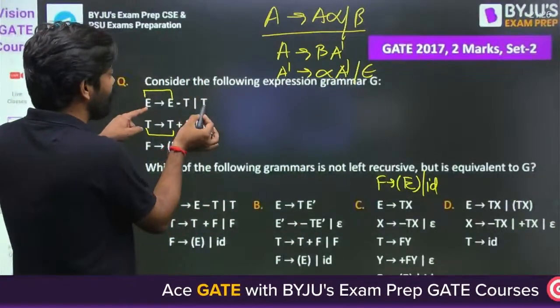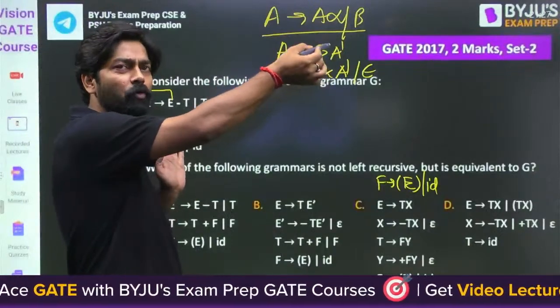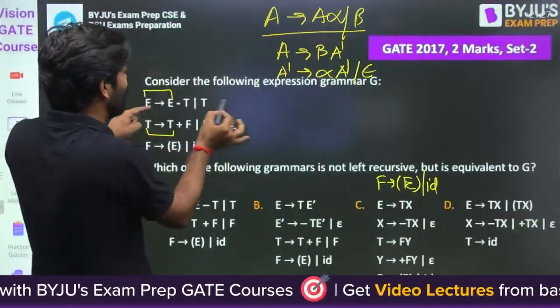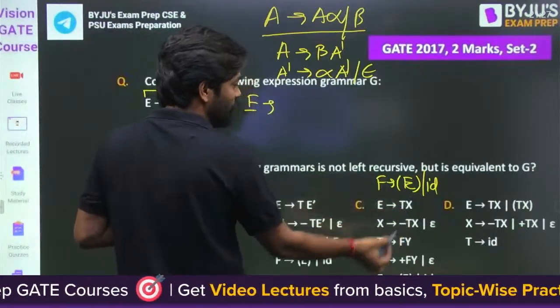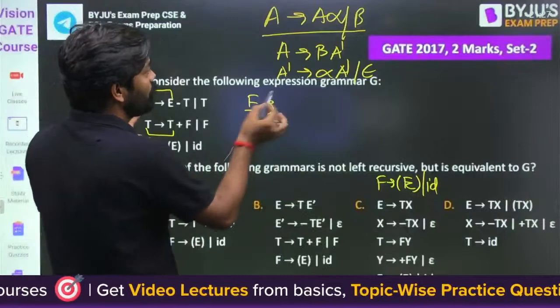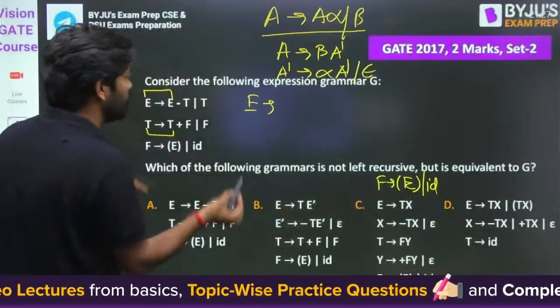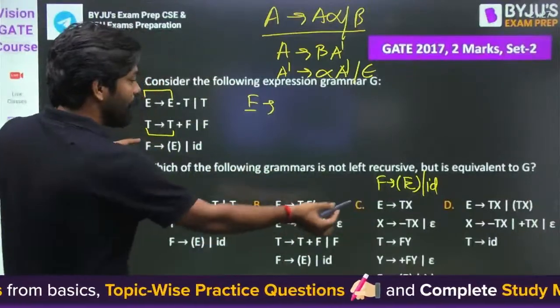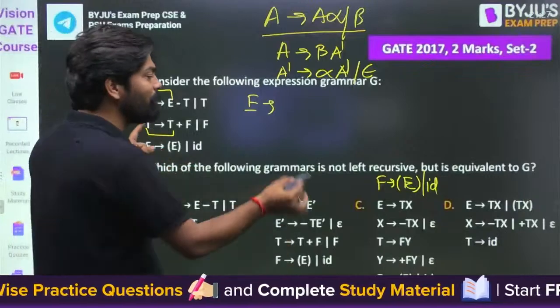See, E goes to E minus T or T. If you want, you can remember the rule, but the rule is not required. What is beta here? They have taken X actually, but you can take any variable. Here I am taking A dash. So E goes to, see here. If you want, you can check also. It should be equivalent. Let me write in terms of X.